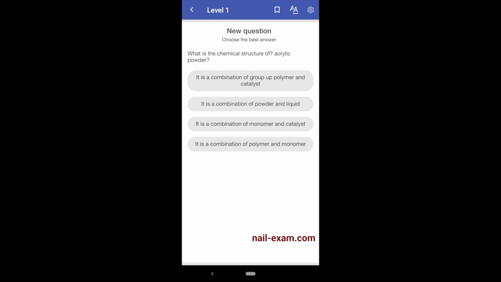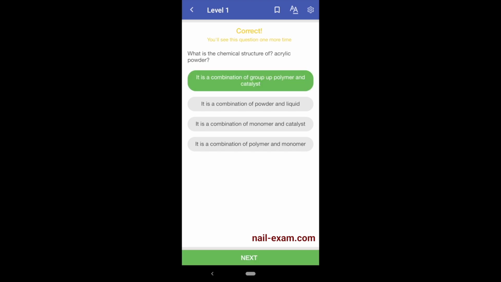What is the chemical structure of acrylic powder? Answers: A. It is a combination of group-up polymer and catalyst. B. It is a combination of powder and liquid. C. It is a combination of monomer and catalyst. D. It is a combination of polymer and monomer. The answer is A.